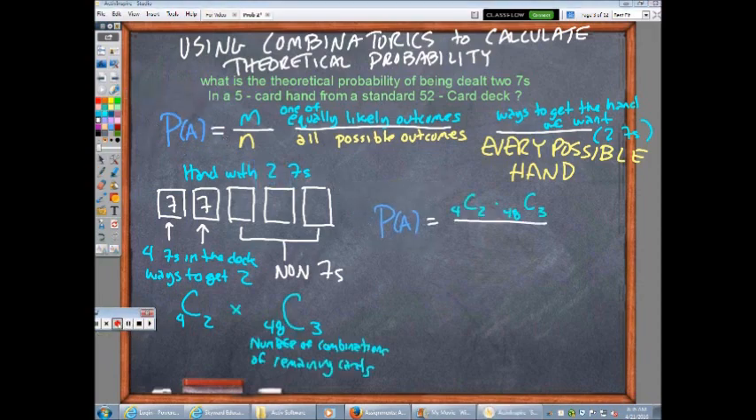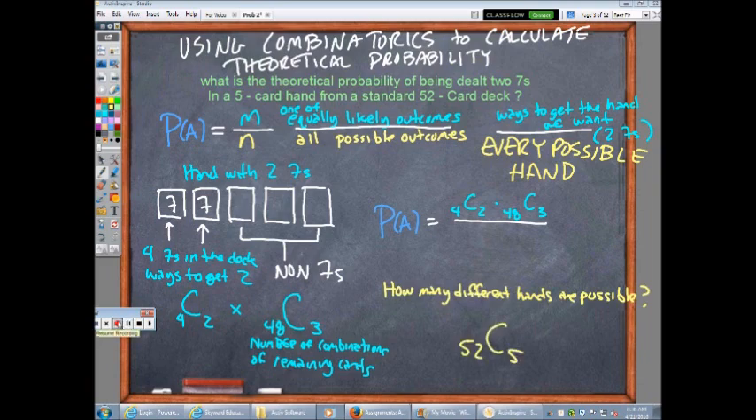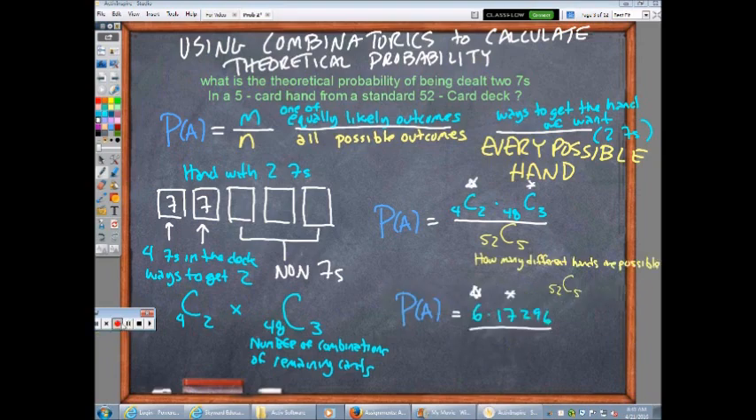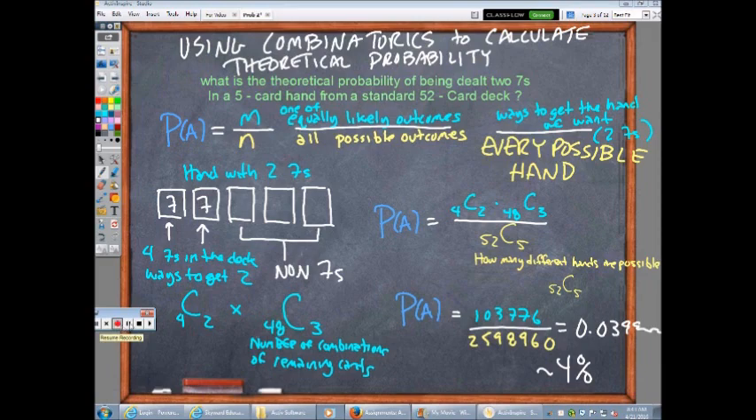So our probability is going to be these 2 numbers multiplied together as the numerator, and then how many different hands are possible with 5 cards. Well, there's 52 cards in the deck. We're going to choose 5. And that's going to be our denominator. So we work these out on a calculator. We have 6 times some numbers there. We're going to end up dividing those and getting about 0.039, or around 4%. That probability would be the same for any pair.